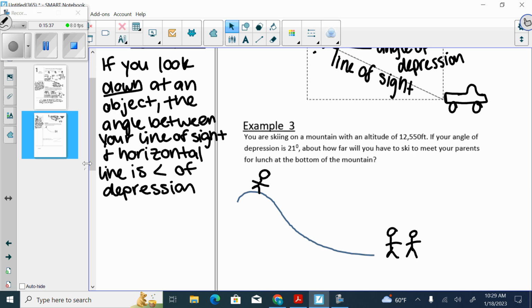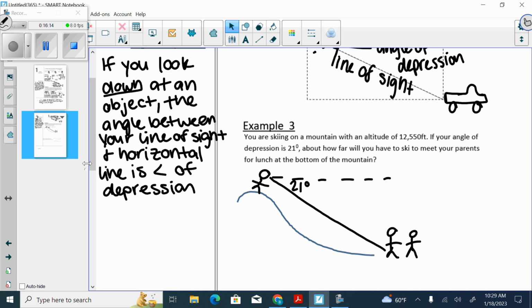Okay, so my line of sight goes from my eyes down to the parents, right? That's who I'm looking at. So there's my line of sight. And they said we had an angle of depression of 21 degrees. An angle of depression has to be between that diagonal line of sight and a horizontal line. There is no horizontal line, so I have to draw it in myself. And the angle of depression is between those two lines. So here is the angle of depression.